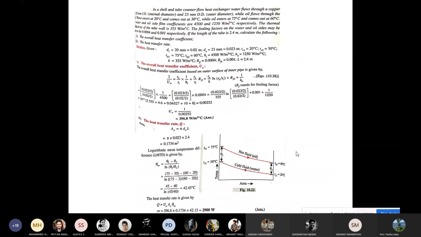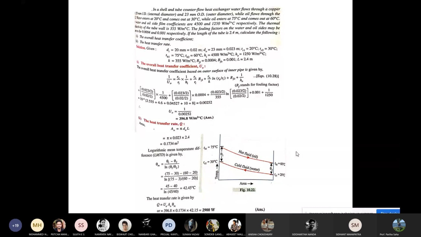I think the last numerical is a shell and tube counterflow heat exchanger. Water flows through a copper tube, 20 millimeter ID and 23 millimeter OD, while oil flows through the shell. Water enters at 20 C and comes out at 30 C, while oil enters at 75 and comes out at 60 C. The water and oil side heat transfer coefficients are given as 4500 and 1250 watt per meter square C respectively, and the thermal conductivity of the tube wall is 355 watt per meter C. The fouling factor on the water and oil side may be assumed to be 0.004 and 0.001 respectively. If the length of the tube is 2.4 meter, calculate the overall heat transfer coefficient and the heat transfer rate.